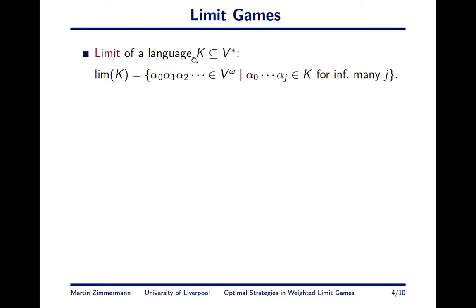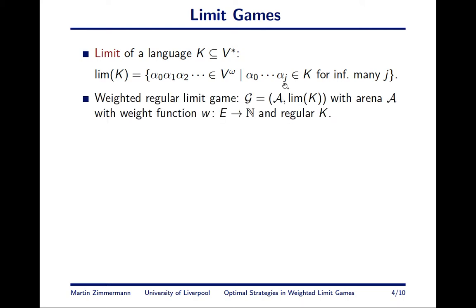We say if we have a language of finite words, K, then the limit of that language is the set of infinite words over the same alphabet such that there are infinitely many prefixes that are in K. Okay? So infinitely often you are in K. And if K is, for example, the language of words where the last vertex corresponds to eating a cookie, then the limit of K is the language of infinite words where infinitely many cookies are eaten.